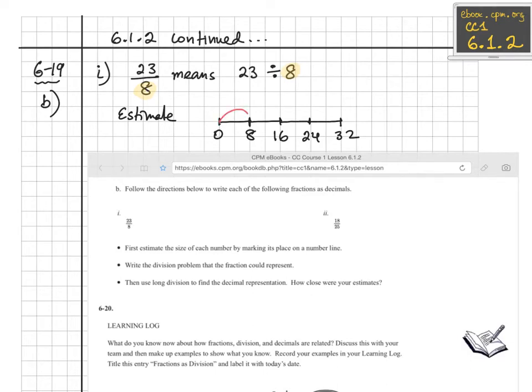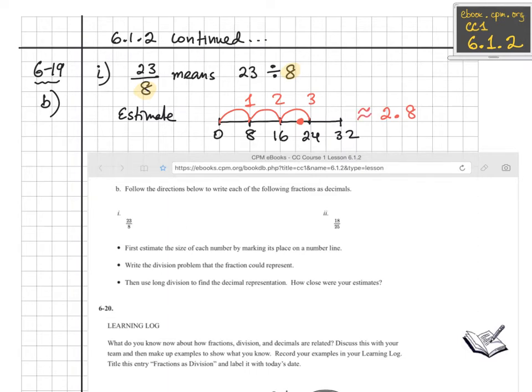So this is 1, 2, and then 23 is right before here. My answer will be less than 3 groups of 8, because 3 is right over here, and 23 is the red dot. So my estimation, my answer is about, let's say 2.8, and I'm going to use wavy lines. So that's an estimation symbol.